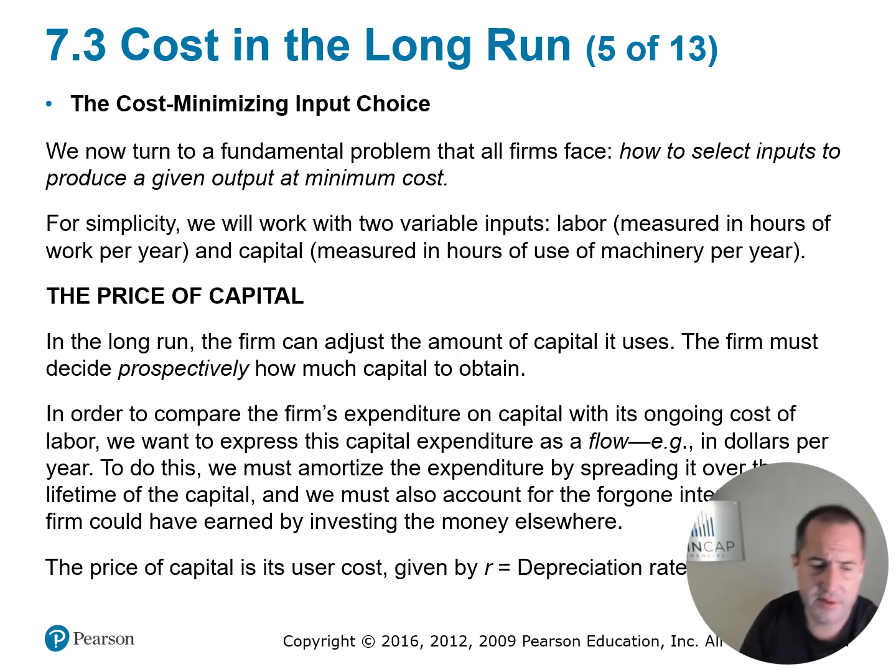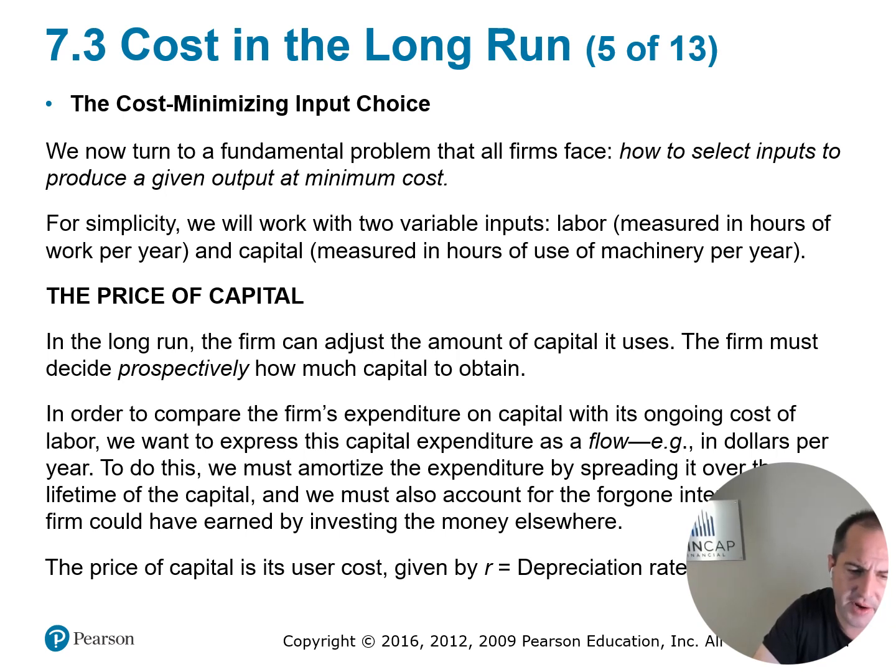Cost minimizing input choice. We can now turn to a fundamental problem that all firms face: how to select inputs to produce a given output at a minimum cost. For simplicity, we will work with two variables, labor and capital. In the long run, the firm can adjust the amount of capital it uses. The firm must decide prospectively how much capital to obtain.